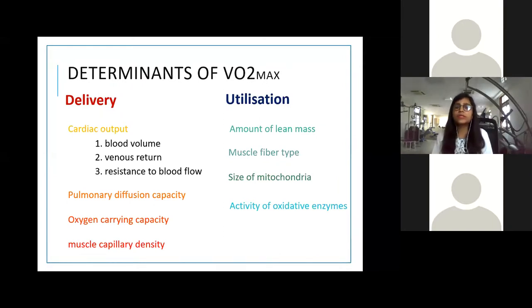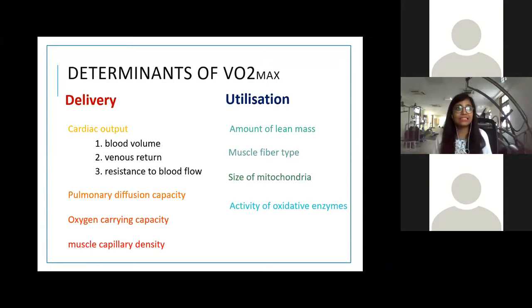So determinants of VO2 max value are divided in two parts. One is the delivery system and one is the utilization. The delivery is dependent on how well the cardiac output is, how well the pulmonary diffusion capacity is, how nicely the oxygen is being carried by the hemoglobin molecules, and how well the muscle capillary density is developed.